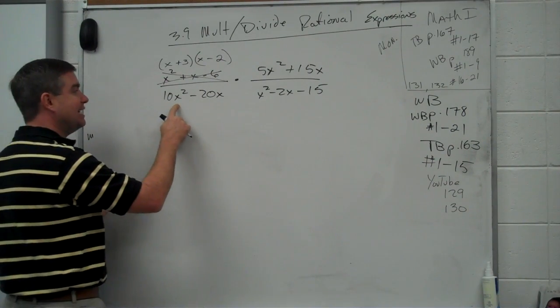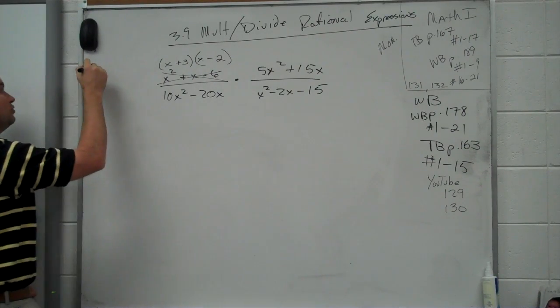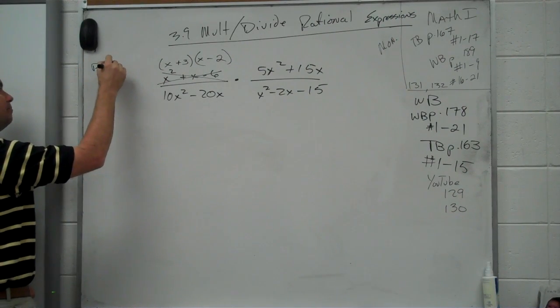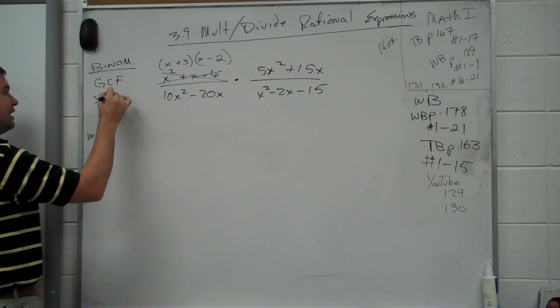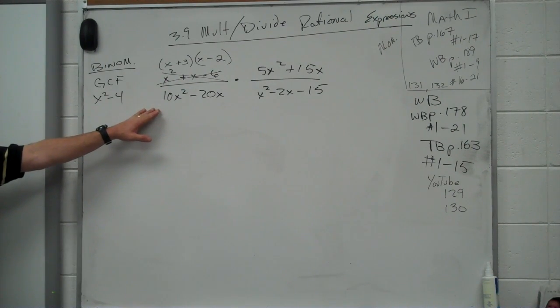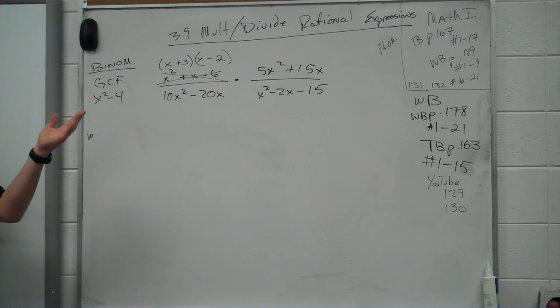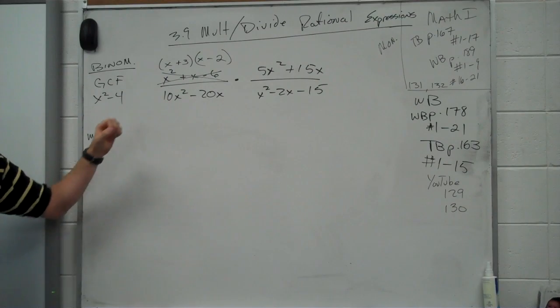How about 10x squared minus 20x? When you see a binomial, you're thinking two things. You're thinking GCF, right? Does it have a GCF? Or is it an x squared minus 4 type of problem, the difference of perfect squares? Is this the difference of perfect squares? No, it's not. 10 and 20 aren't perfect squares. So what's the only other choice? GCF. What is the GCF of 10x squared minus 20x?